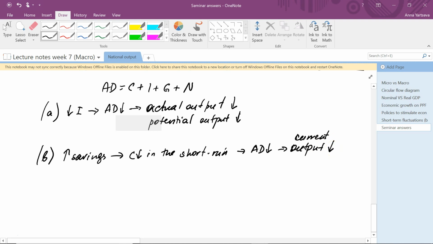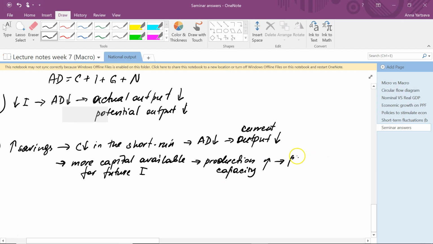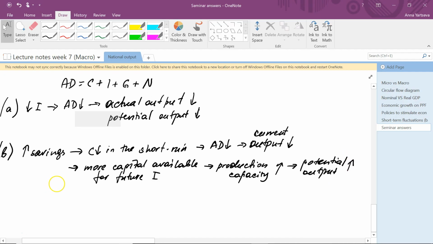However, higher savings imply that we have more funds, more capital available for future investment, which will increase our production capacity. Production capacity goes up in the future, which implies that our potential output will increase. This works both at the country level and at an individual person's level. Paradox of savings. This is what I've mentioned already. Current output will drop, but potential output will increase.